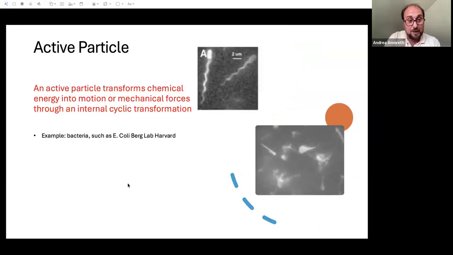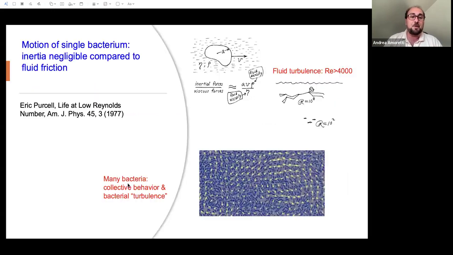What is an active particle again? Probably one of the first examples of active particles are bacteria, and probably the best known example is Escherichia coli. An active particle is a particle that transforms chemical energy into motion or mechanical forces through some internal secret transformation. For example, Escherichia coli uses its own energy to propel itself with the tail, moving the tail.